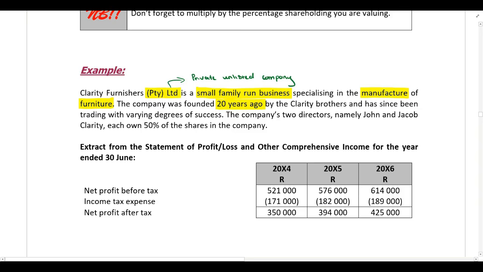The company's 2 directors, namely John and Jacob Clarity, each own 50% of the shares in the company. All right, so the company was founded by the Clarity brothers, John and Jacob. Each of them hold 50% of the shares in the company, and they are also directors. Then just below, we have an extract from the statement of profit and loss and other comprehensive income for the year ended 30 June. And we are given this information for a period of 3 years, for 20x4, 20x5, and 20x6.